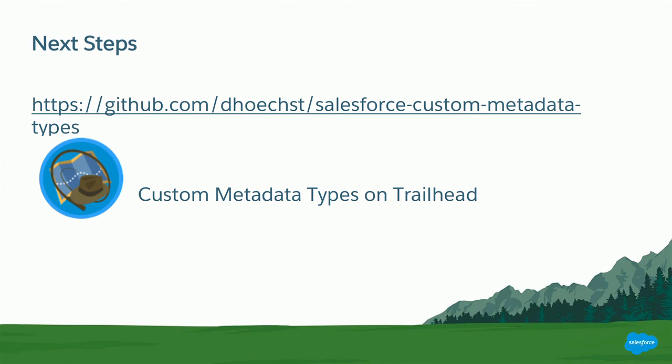When you're moving custom metadata types between orgs, can you just move the metadata definitions themselves, not the data within those definitions? Yes. In your metadata, you have the custom metadata type, which is like the object, and then you have the records. You can move the object definition independent from the records. And it's all packageable too. You can include the definitions, and you can include certain records.